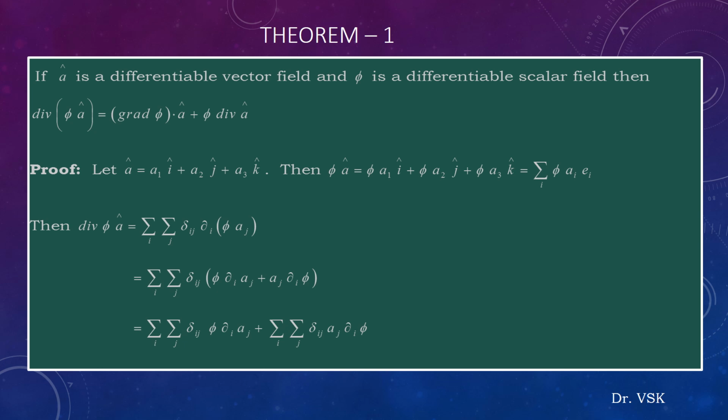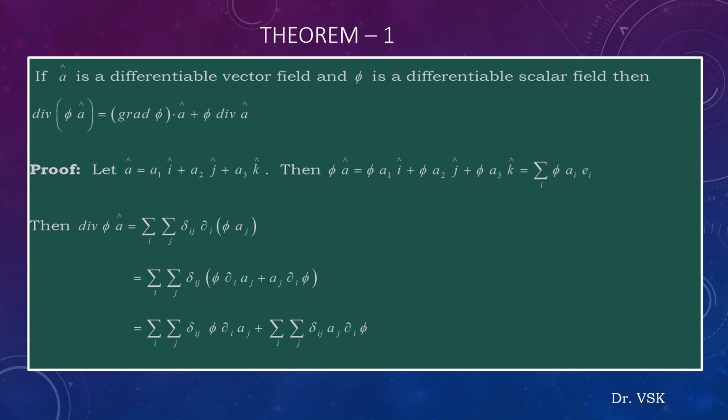Dou i of phi aj means the partial derivative of phi aj. If you put i equals 1, it becomes dou 1 of phi aj. That is nothing but dou by dou x of phi aj. If we put i equals 2, dou 2 of phi aj, that is dou by dou y of phi aj. If we put i equals 3, that becomes dou 3 of phi aj, which is nothing but dou by dou z of phi aj. In general, we write dou i of phi aj here.